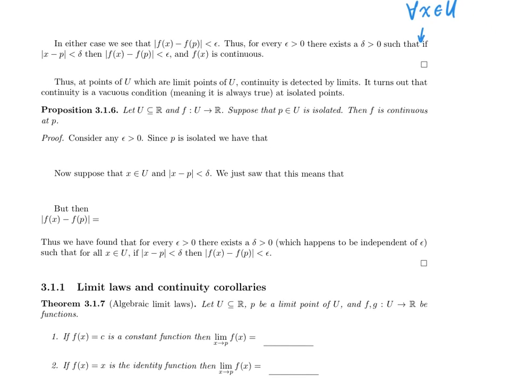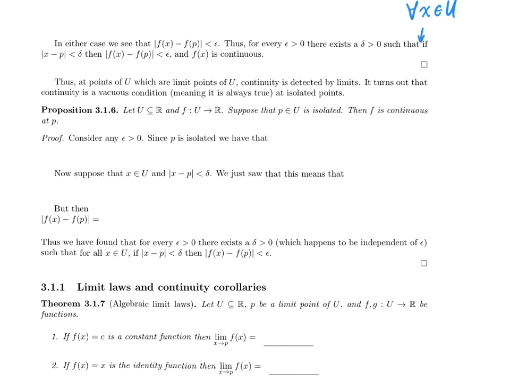Let's think about what happens at non-limit points, that is, at isolated points. So let's let U be a subset of R, and f be a function defined on U. Let's suppose that p is isolated. I claim that f is continuous at p no matter what. And this kind of makes sense.